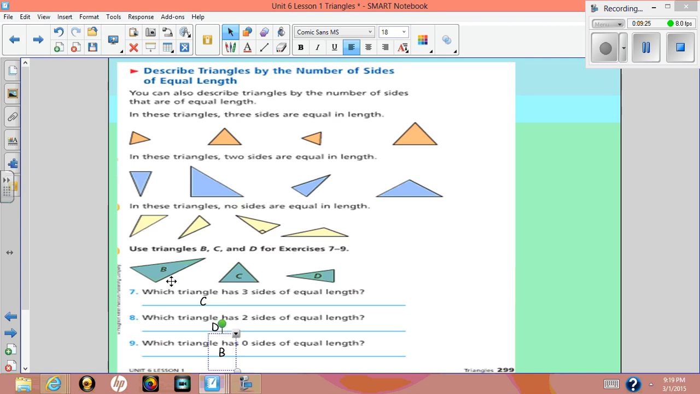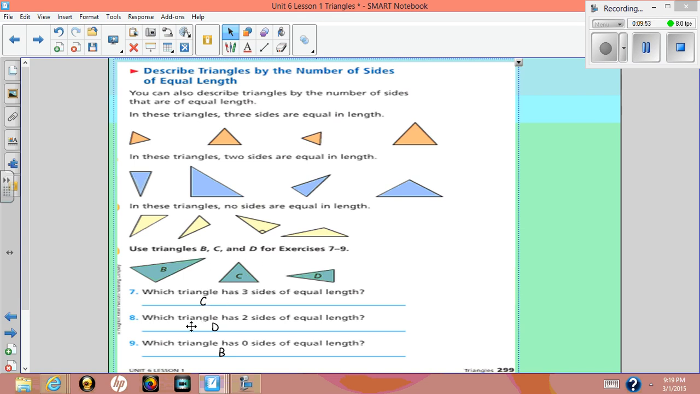Now let's look at our little practice down here, 7, 8, and 9. It says use triangles B, C, and D for exercise 7 through 9. Which triangle has 3 sides of equal length? The only triangle in this category that identifies 3 equal lengths is this equilateral, and it is C.